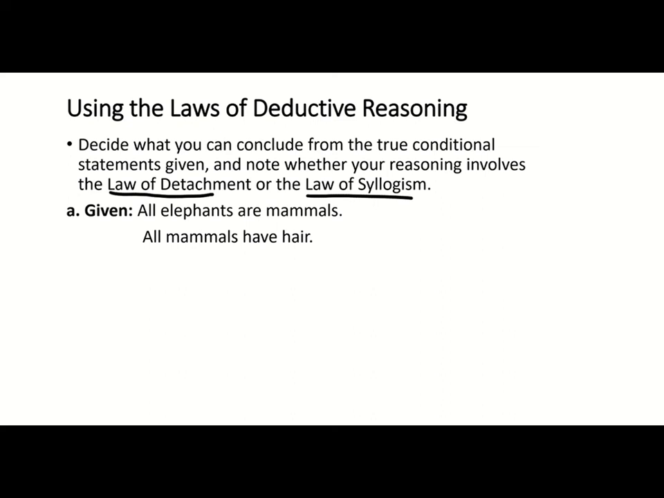If an animal is an elephant, then it is a mammal. If an animal is a mammal, then it has hair. So here, if you notice, we have two different conditional statements where they both talk about mammals as our Q. So this one would be your law of syllogism, and the conclusion would be all elephants have hair.